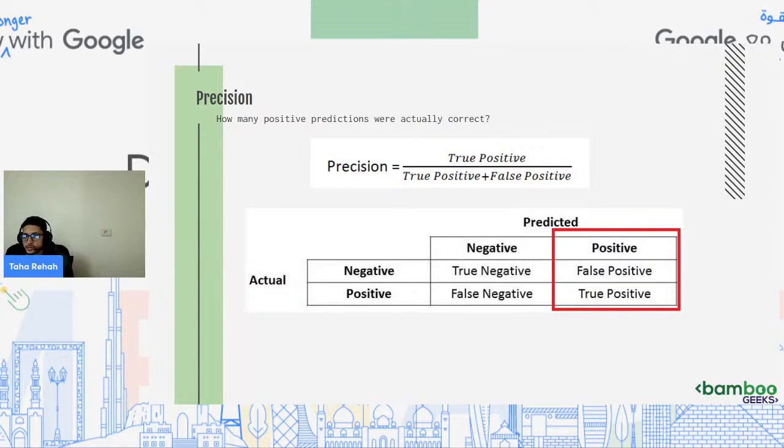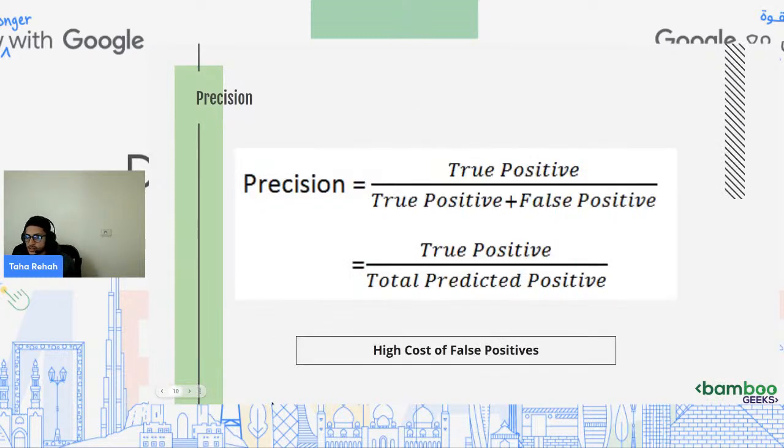So for precision, we take the true positives out of the sum of all the positive predictions that I made. I only take the positive predictions, like this column here, and I take the true positives and calculate the rate of the true positives out of the sum of all positive predictions. This is what's called precision. Where do we need to use precision?